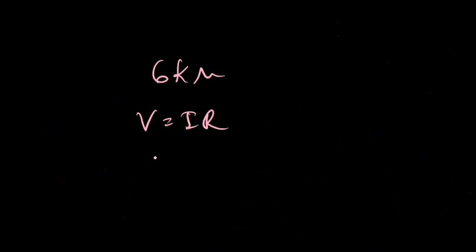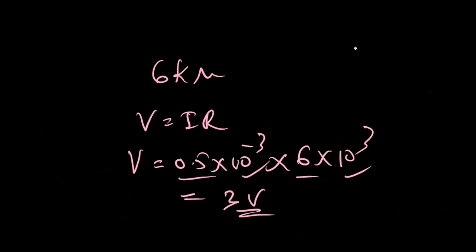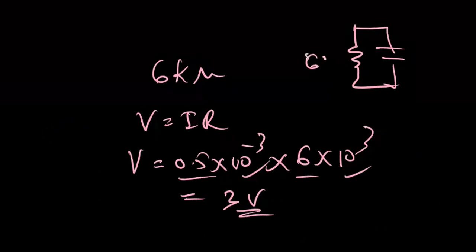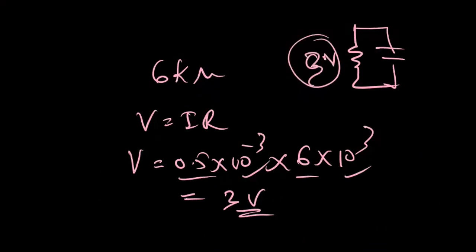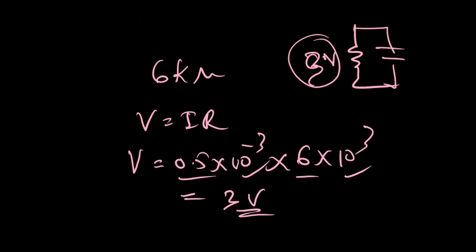Let's apply V equals IR. So 0.5 milliamperes, 10 to the power minus 3, into 6 kilo ohms, 10 to the power 3. I get 0.5 into 6, that's 3. This one and this one will cancel off. So 3 volts. The diagram will be something like this: 3 volts. And now the charge of this. The capacitance of it is 2 microfarad.